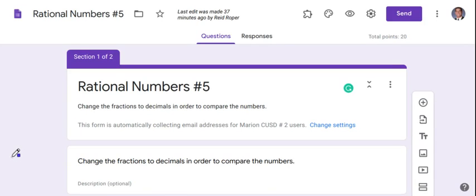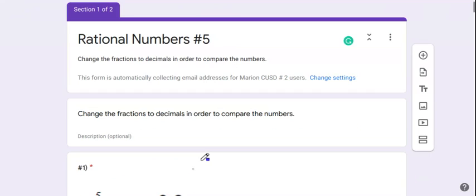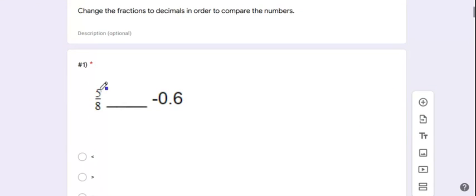Okay, in these first 10 problems, you're going to be comparing rational numbers. And so when you're given a fraction, you need to change the fraction to a decimal in order to compare the numbers. And number one, you're comparing the fraction 5/8 to the decimal negative 0.6 or negative 6/10.